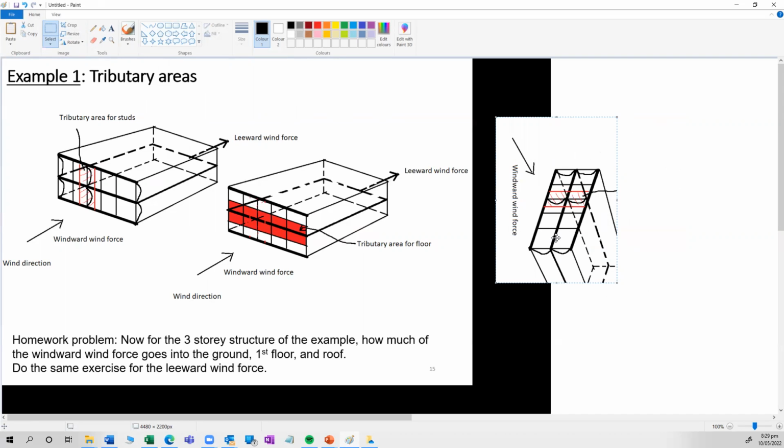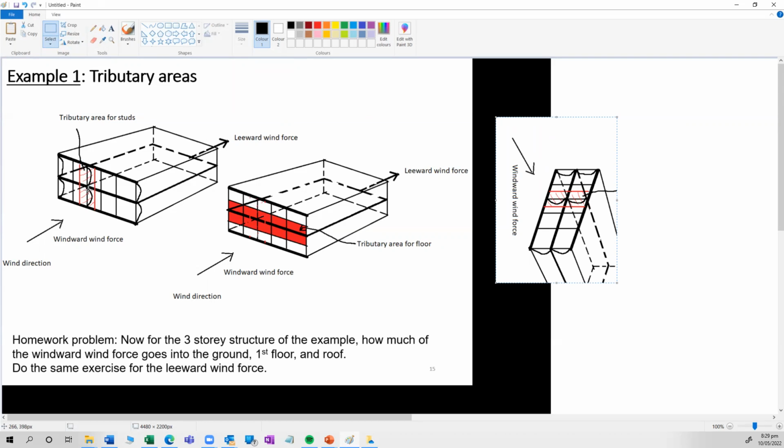Does that make sense, guys? So you can treat, what is the UDL on the studs? It's just the width of the tributary area times the pressure, isn't it? So it's important for you to know how this mechanism works. And what happens is this windward pressure gets applied to the walls, and the walls apply them to the diaphragms.